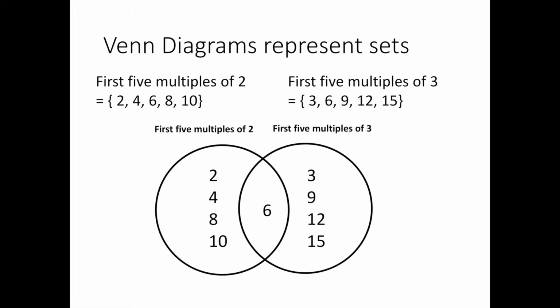The elements for each set go inside the circle, but you'll notice that 6 is actually at the intersection between two circles. This is because the element 6 is in both sets. It's in the first 5 multiples of 2, but also the first 5 multiples of 3. This shows us why Venn diagrams are powerful, because they can show you when elements are in more than one set. There is a whole mathematical language associated with sets, and also a notation. We're going to learn that now.